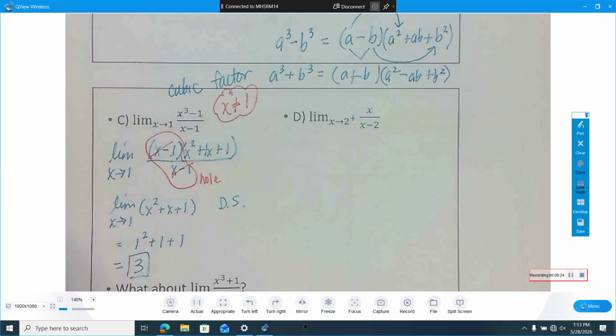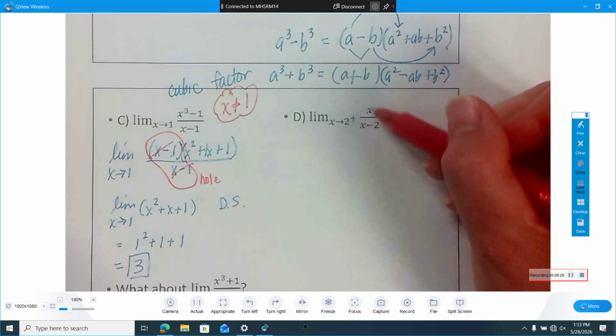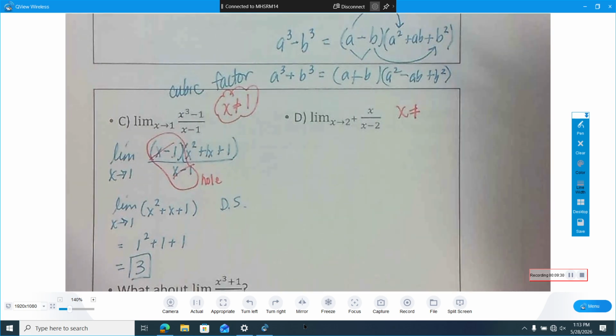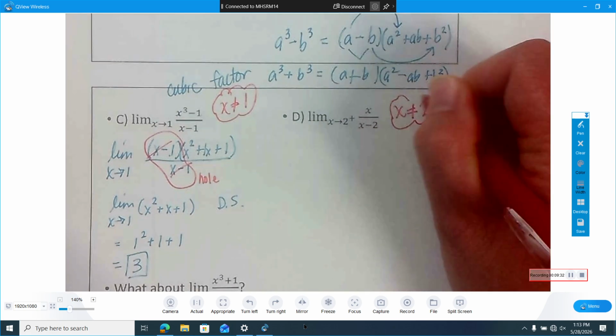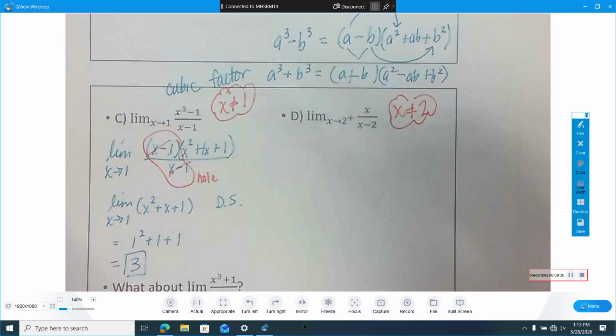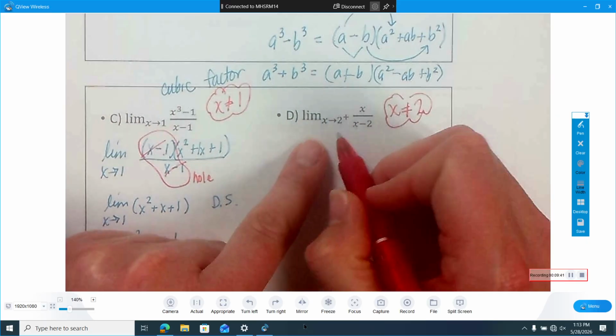All right. This is interesting. Here's my function, x over x minus 2. What is x not allowed to be? 2. And how come? Yeah, 2 minus 2 would give me 0. So we can't have a 0 underneath, okay? So this is interesting.